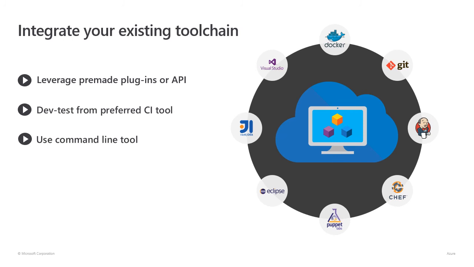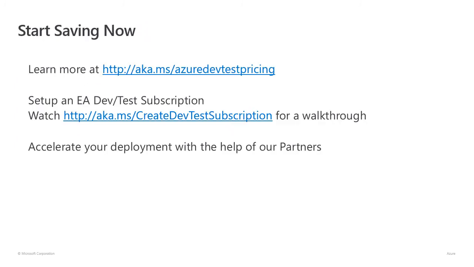You can definitely integrate this to your existing tool chain. So whether you're using Azure DevOps tools, GitHub, or even using open source tools such as Jenkins, Chef, Puppet, Eclipse, Ansible, and so on, the dev test labs can definitely connect to all of these preferred tools that you have within your toolchain.